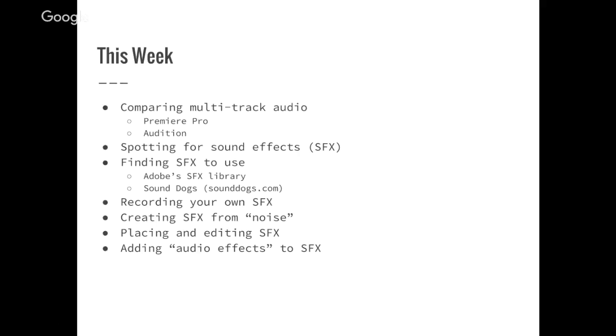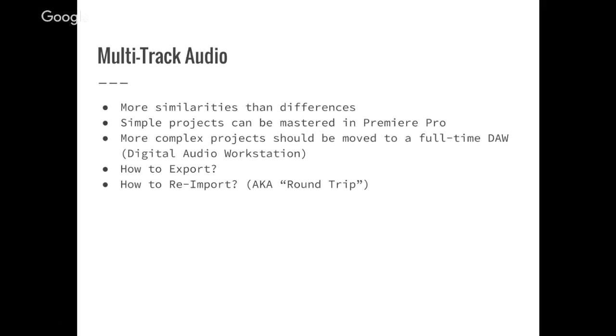So we're going to compare multi-track audio, how it works in Premiere, how it works in Audition. Then we're going to talk a little bit about sound effects, and that's hopefully going to take up more time, including how to spot for it, finding sound effects, recording your own, creating from scratch. Then we can talk about placing and editing, and then refining your content by adding audio effects to sound effects. You're like, that doesn't make sense, but we'll try and make sense of it.